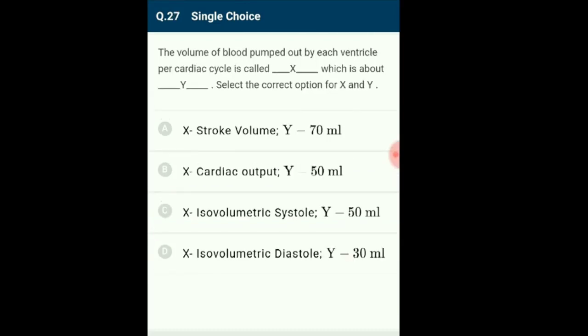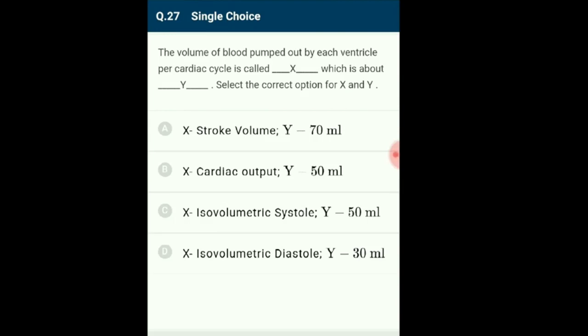Question number 27. The volume of blood pumped out by each ventricle per cardiac cycle is called dash, which is about dash. Select the correct option X and Y. The volume of blood pumped from the heart, that is from the left ventricle into the systemic aorta, in 1 minute is called the cardiac output. It is also called minute volume.